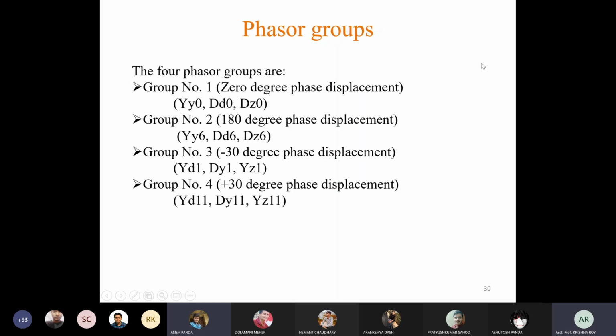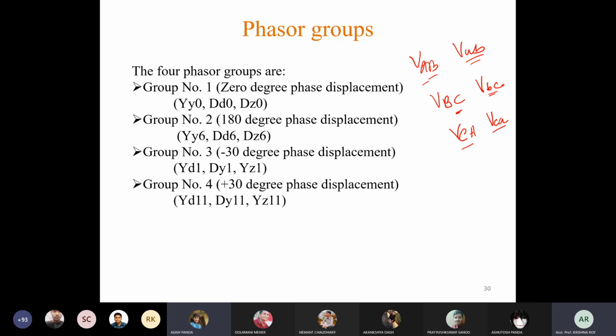So in case of 0 degree phase displacement group, the phase angle between, suppose VAB for high voltage side and V small ab for low voltage side, these two EMFs will be in the same phase. Similarly, VBC and V small bc will be in the same phase, and also VCA and V small ca will be in the same phase. Okay.